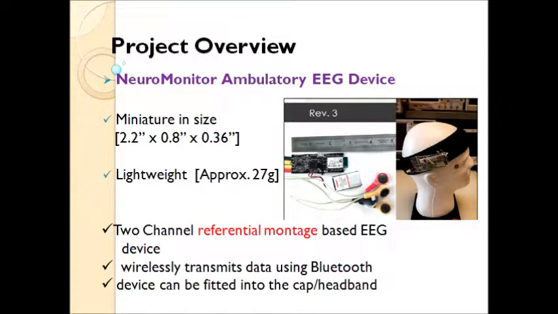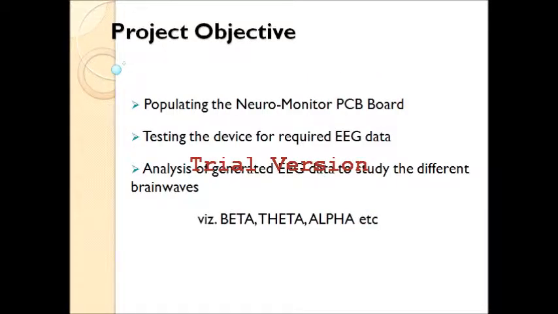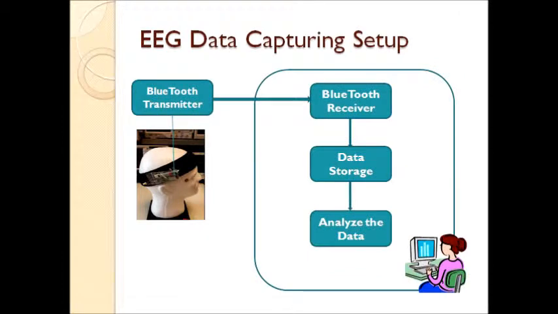Project overview. I am developing Neuromonitor ambulatory EEG device, which is one of the wearable devices. Miniature and lightweight in size, which has 2 channels. Wirelessly, it transmits the data using Bluetooth. My project objective is to populate this Neuromonitor board, test the device for required EEG data, and analyze it.